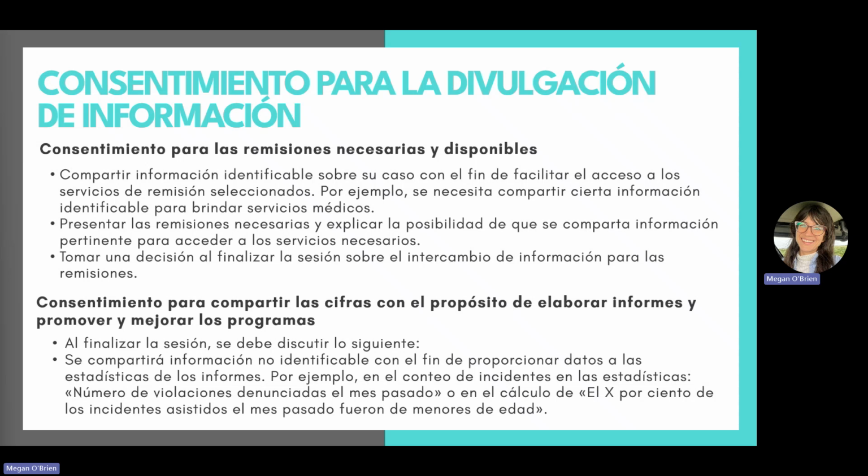Consent for sharing numbers for reporting, advocacy, and program improvement includes non-identifiable information for the purpose of aggregating data into statistics to be used in reports. For example, you need to receive consent for sharing numbers for reporting and advocacy to be able to count the incident in statistics like number of rapes reported last month, or to include it in a calculation of X percent of incidents assisted last month that were children. You'll discuss consent for this at the end of your session with the survivor.